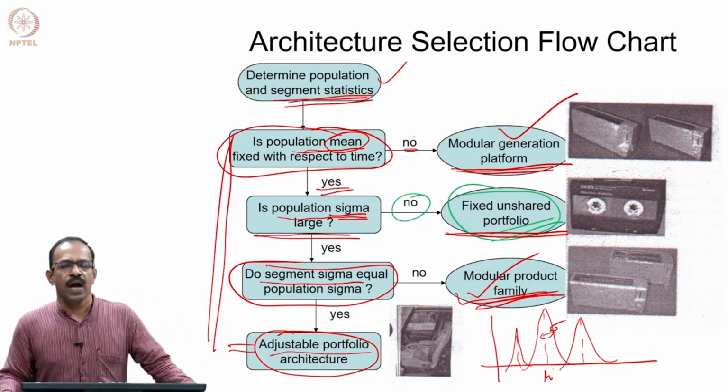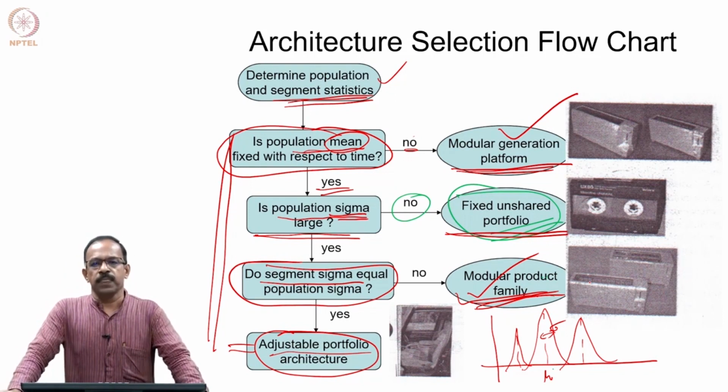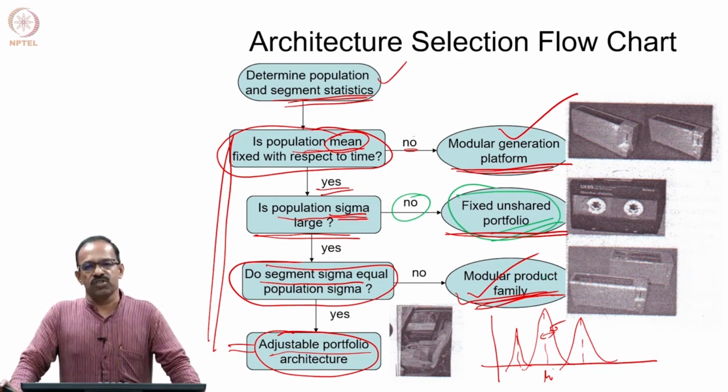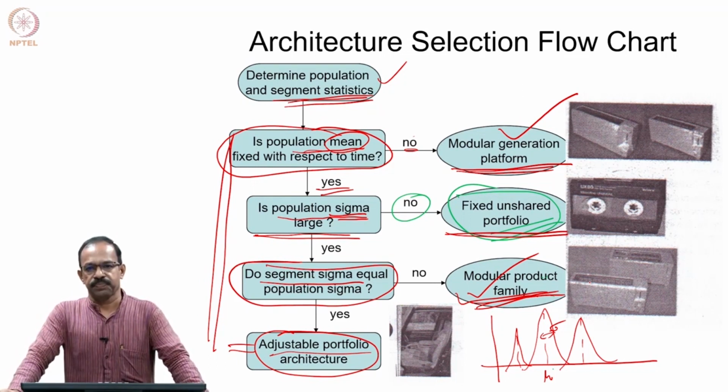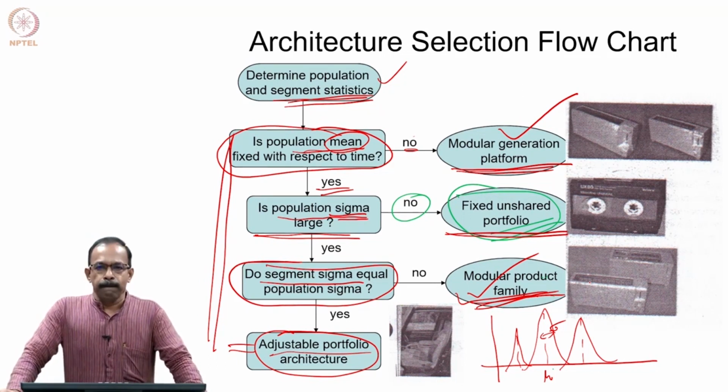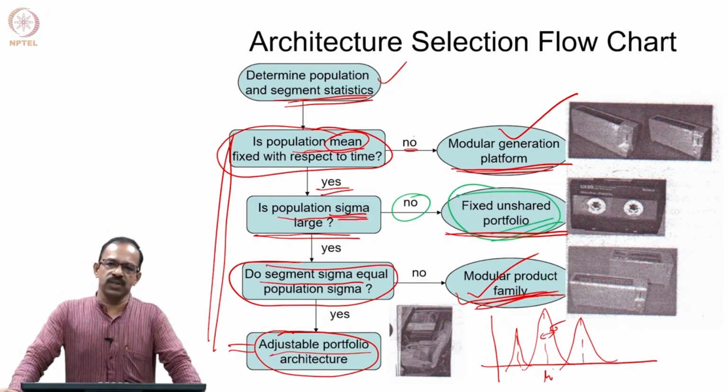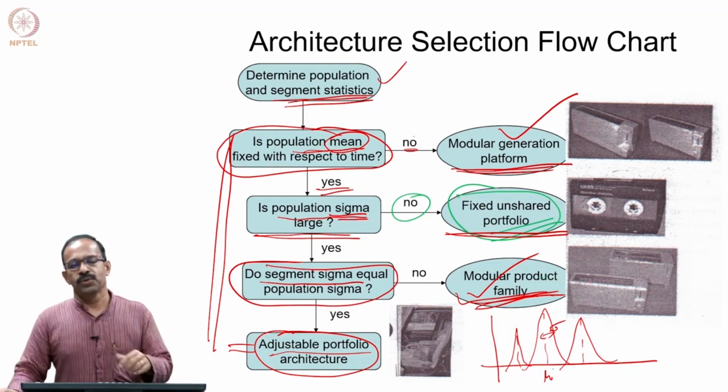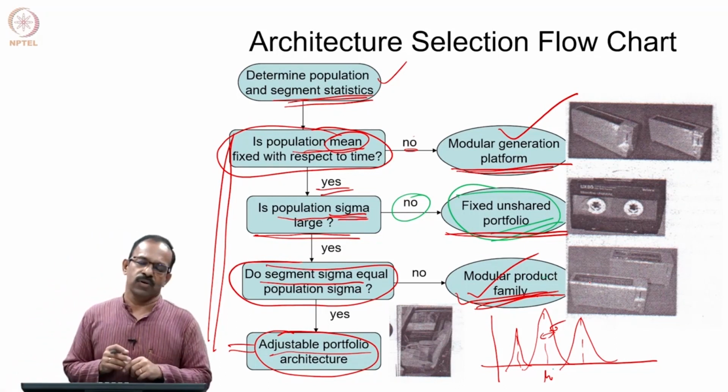So, this is the way we can identify the portfolio architecture for a product based on the customer's requirements. Okay. I hope you understood. We will take 1 or 2 examples and then see how we can apply this logic to get the portfolio selected.